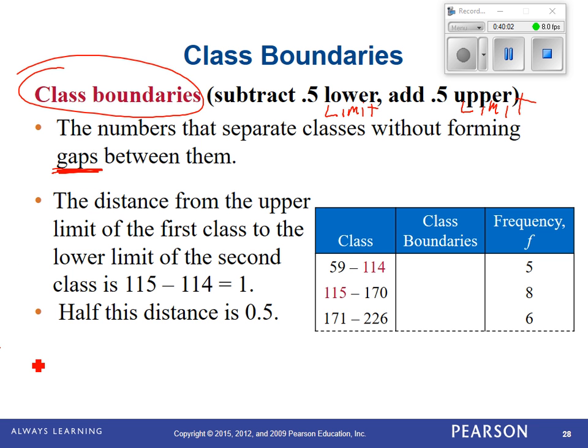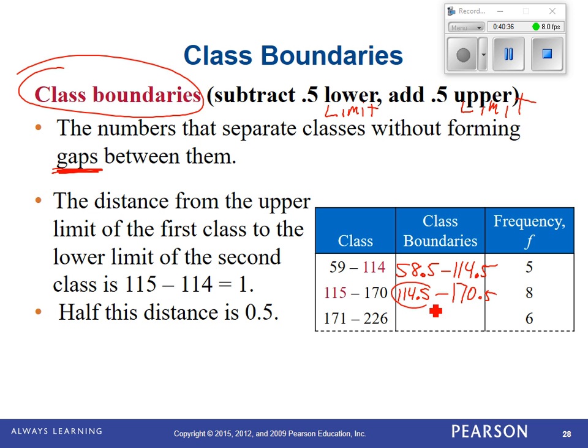So if I have this, all I'm going to do, I know they tell a completely different way, to get the class boundaries, this lower limit, just take half off of it. So 58.5. The upper limit, just add half to it, 114.5. Down here, 114.5, 170.5.